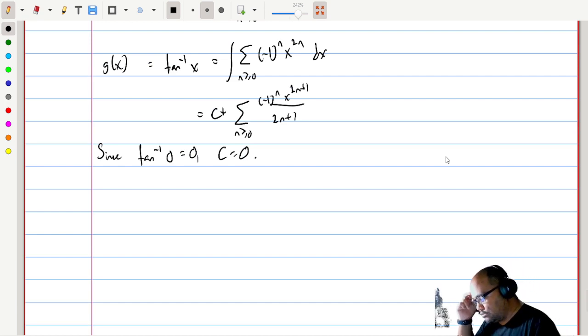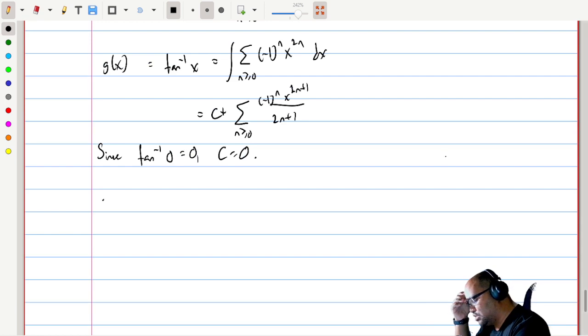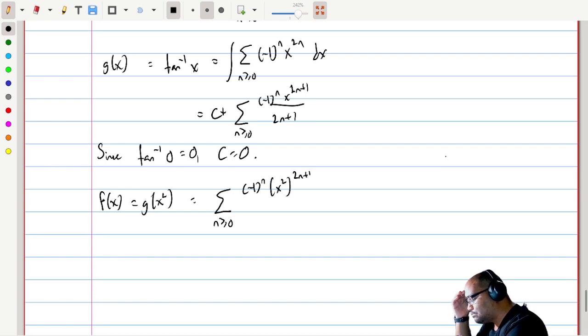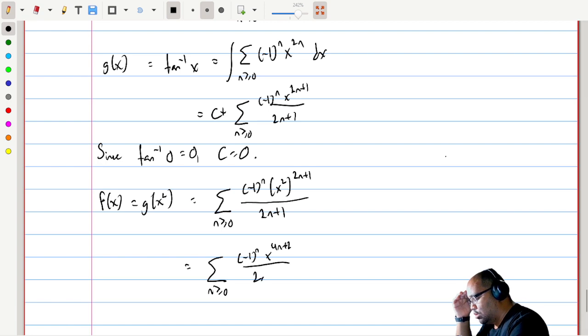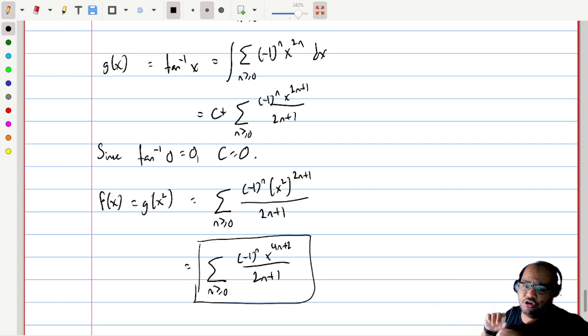Then, because we now know that f of x is g of x squared, now I can just replace, being careful with these exponents here. Minus 1 to the n, x to the 4n plus 2, over 2n plus 1. That's your expansion for arctan of x squared.